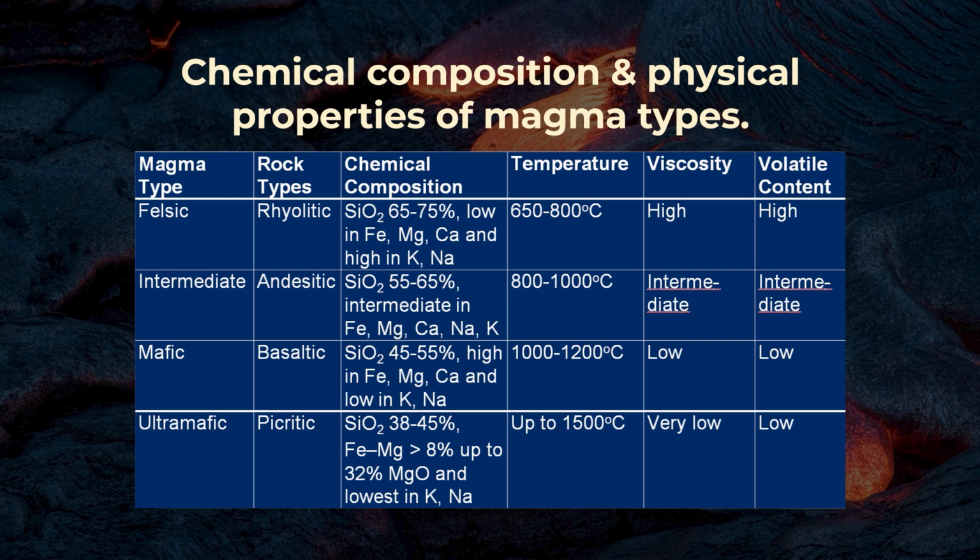And ultramafic, or picritic, has silica content ranging between 38 to 45%, and very high iron and magnesium, more than 8%, up to 32% magnesium, and low potassium and sodium. Its temperature is up to 1500 degrees centigrade, and viscosity is very low, and volatile content is also low.